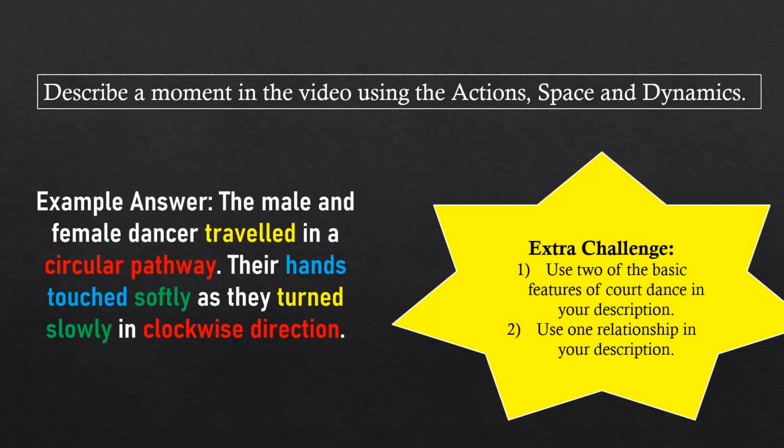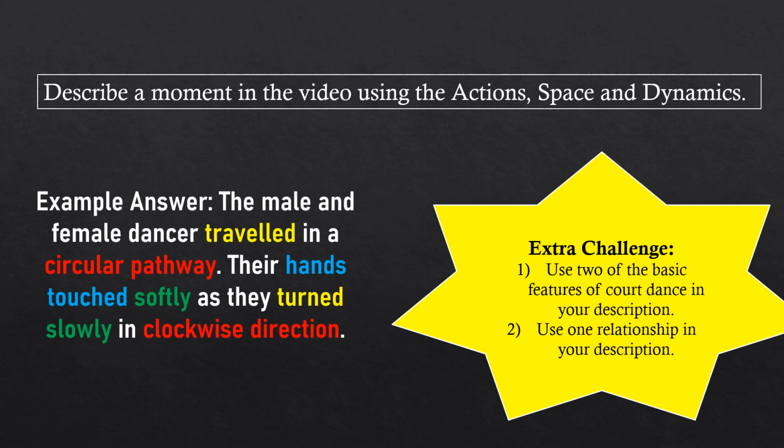Well, that moves us on to the extra challenge. The first extra challenge is to use two of the basic features of court dance in your description. From what you've written down in your notes from watching the clip, you should have written down some basic features that you noticed of court dance. So as an extra challenge, include those in your description. I've just used the basic actions of normal dance, travelled and turn, but for my spatial elements I used circular pathway, which was one of the basic features of court dance. So you can see how you can easily incorporate those into your answer.